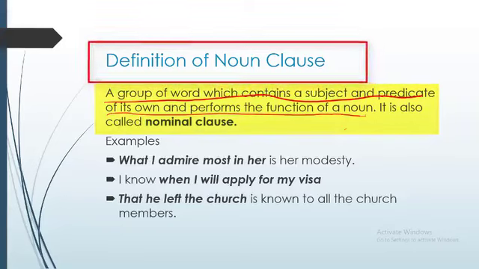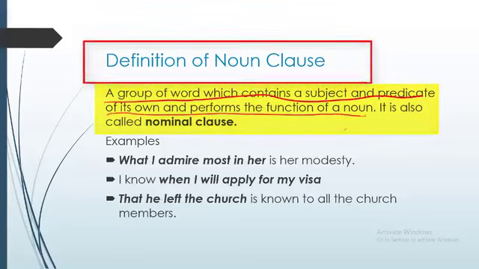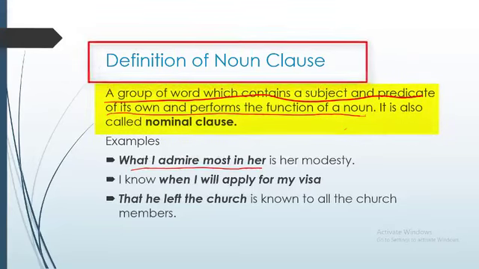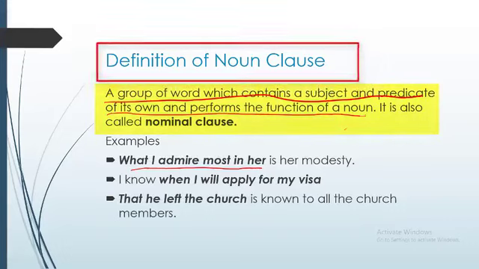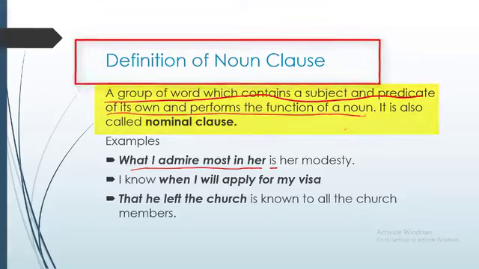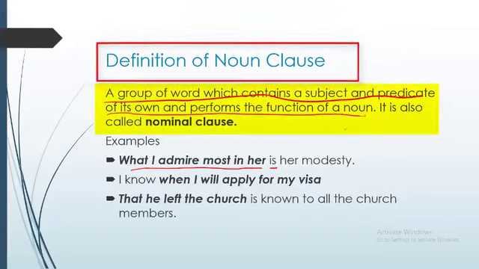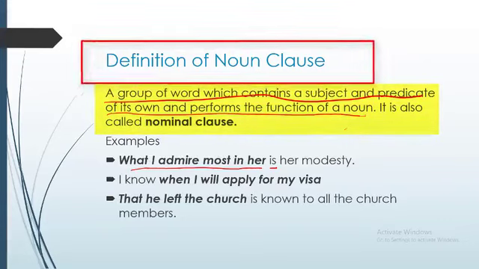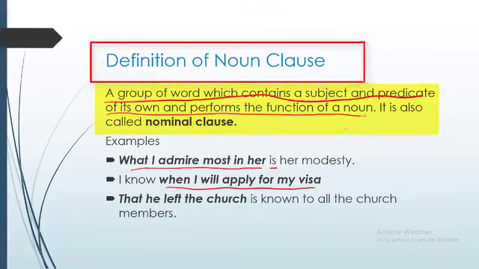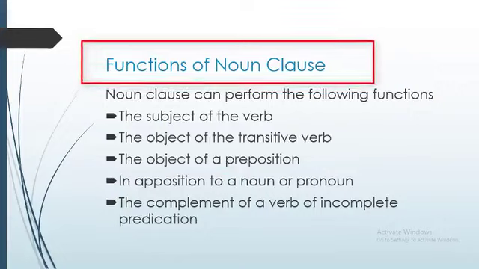Okay, so we have examples. What I admire most in her is her modesty. So this expression is a noun clause. It's occupying the position of the subject of the verb is. Okay, so we have other examples. I know when I will apply for my visa. It's a noun clause also, but this time around it's occupying the position of what? The object of the verb know. Okay, so let's look at other functions.